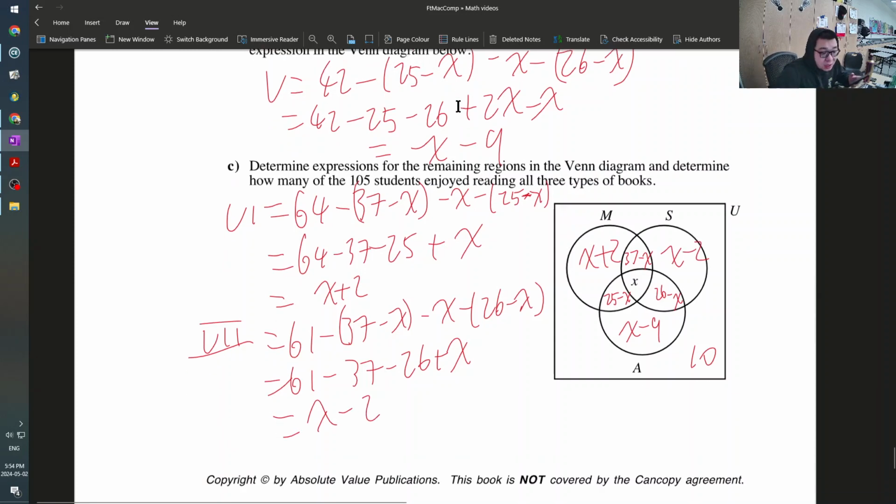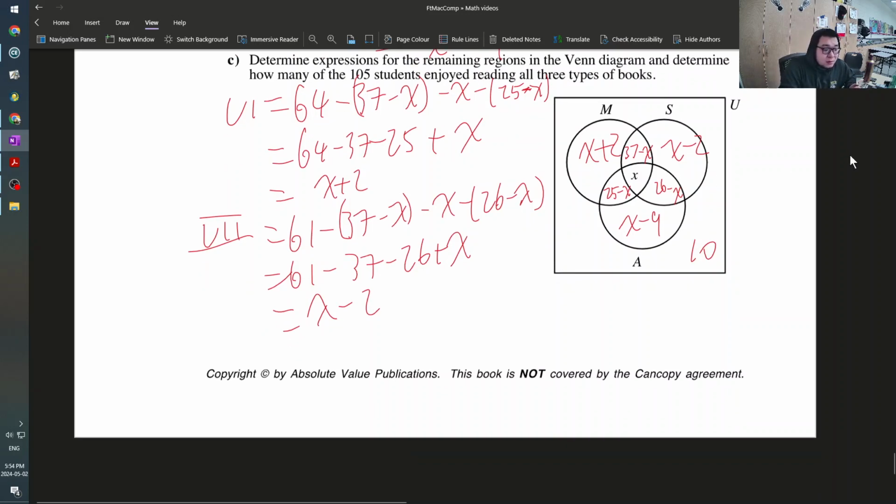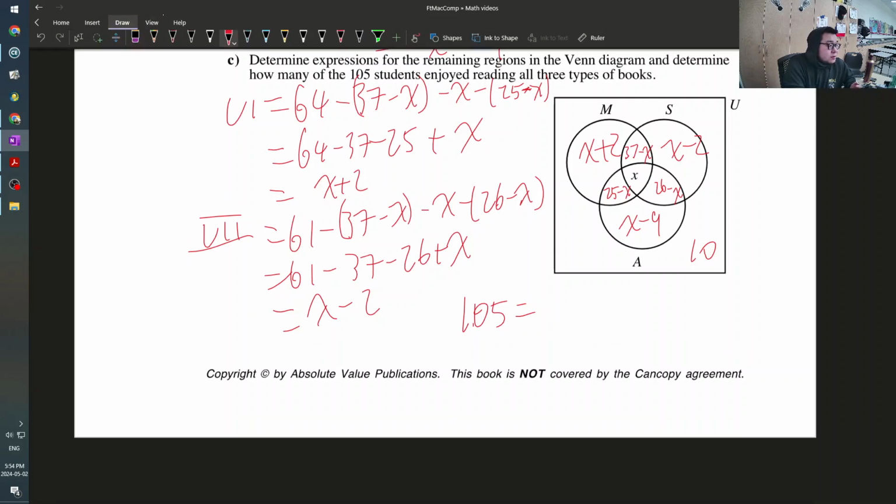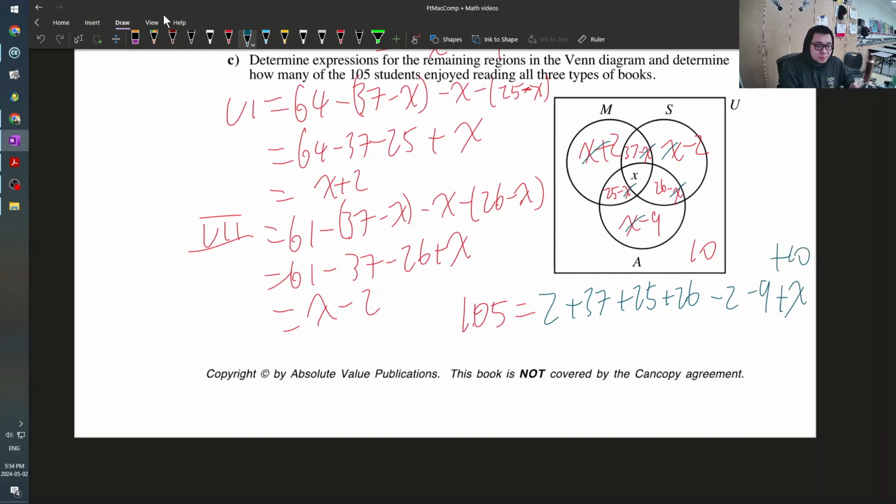Okay, so if we add everything up, what do we get? 105 is equal to x plus 2 plus 37 plus 25 plus 26 minus 2 minus 9 plus x. Positive x and negative x cancel some things out here. And don't forget the 10 on the outside, plus 10. So I get 89 plus x is equal to 105. Subtract both sides by 89, x is equal to 16.